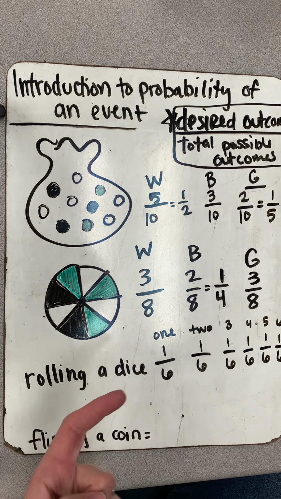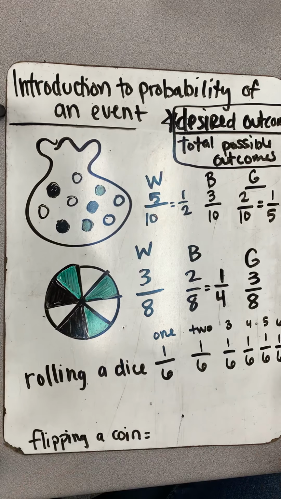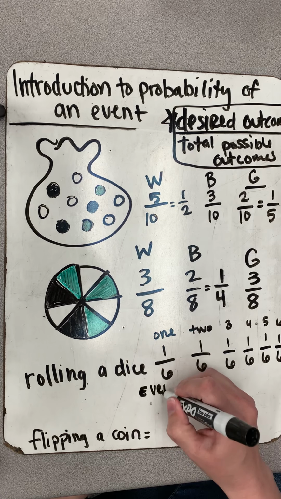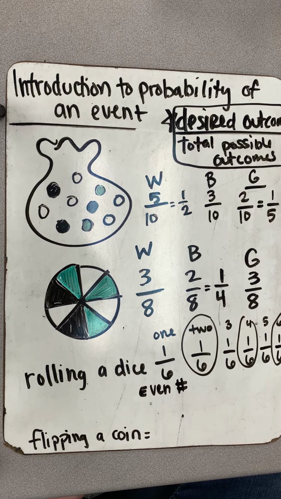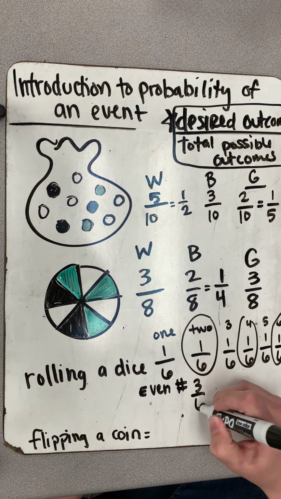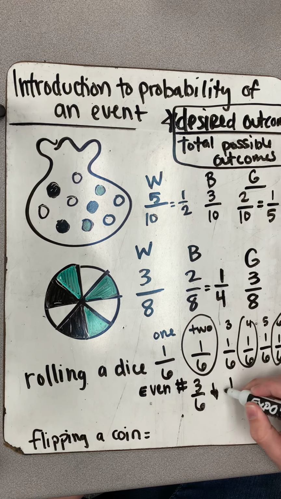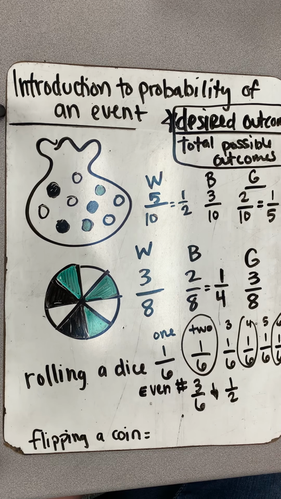Now, if I change what I want, if I change my desired outcome, it could change the probability. If I say an even number, well, now I have 1, 2, 3 that could happen. So now I have 3 out of 6. When I reduce it down, I get 1/2. So there's a 50% chance of rolling an even number. I could even say, okay, what are the chances of rolling a 3 or a 4? Well, those are 2 numbers on the dice out of 6, and then I reduce it down to 1/3. So hopefully you guys can kind of see that.